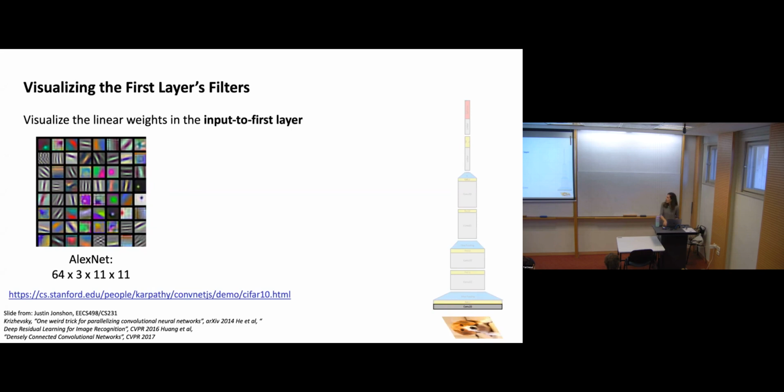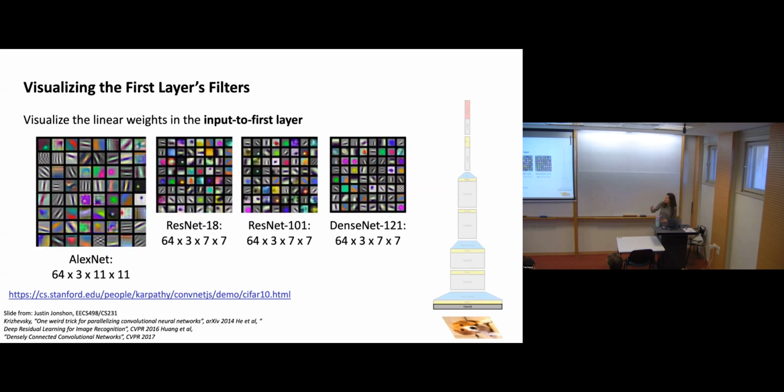So it's looking for oriented edges and certain color patterns in our RGB images, and we can make sense of it. Interestingly, these filters look pretty much similar across different architectures. It doesn't matter if we use AlexNet or ResNet-18 or other architectures, those filters are very similar in nature, as you can see here. This shows us that the very early layers in the neural network tend to learn these low-level signals in our images.